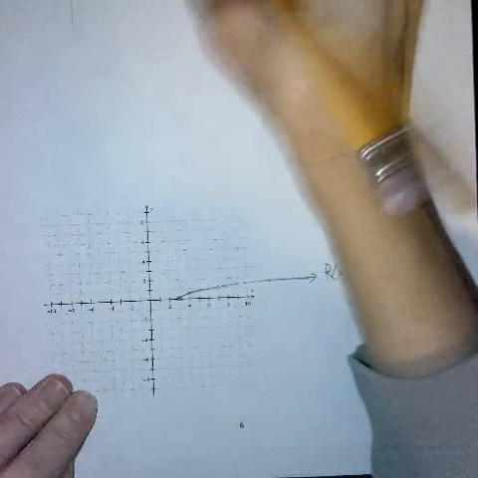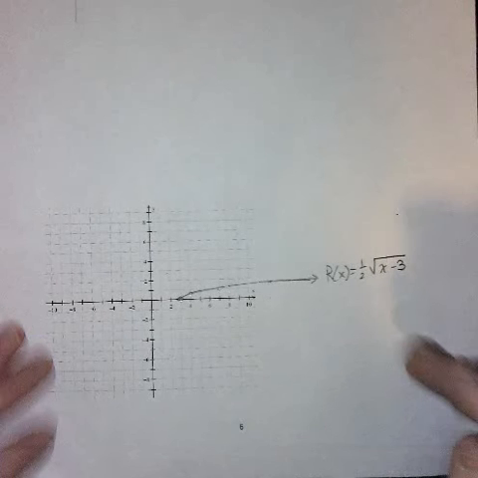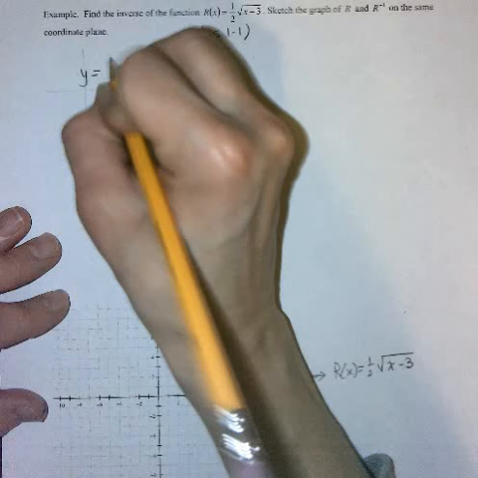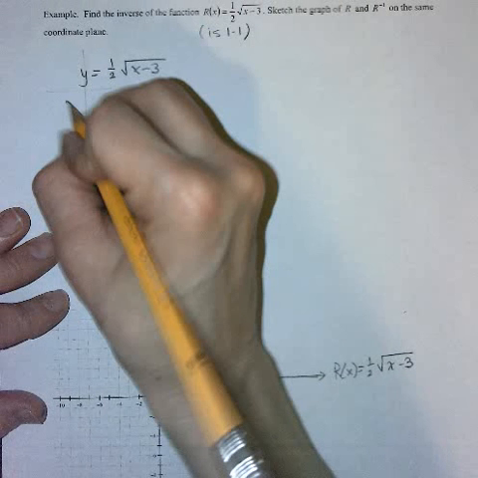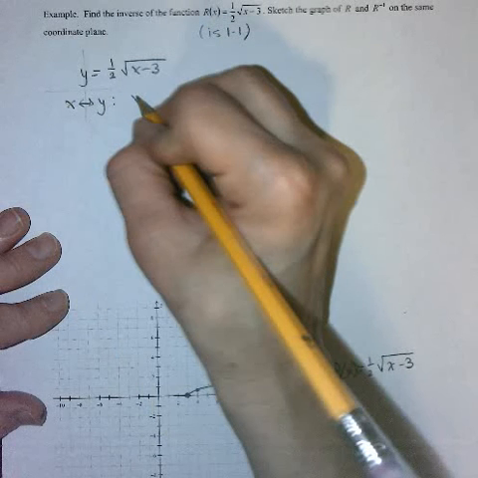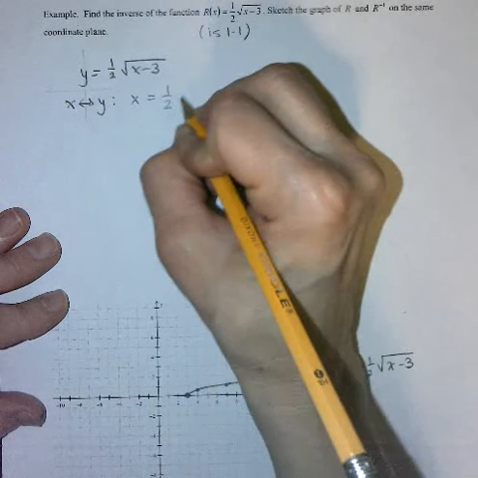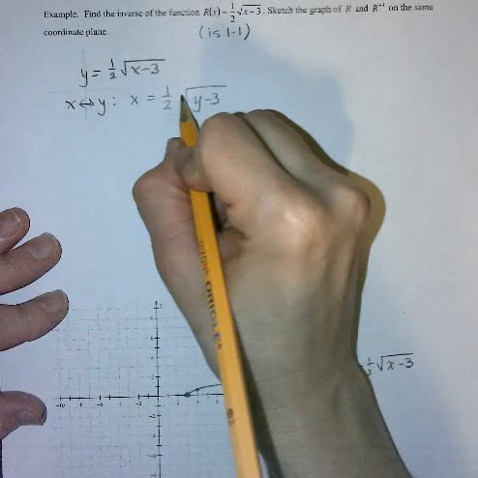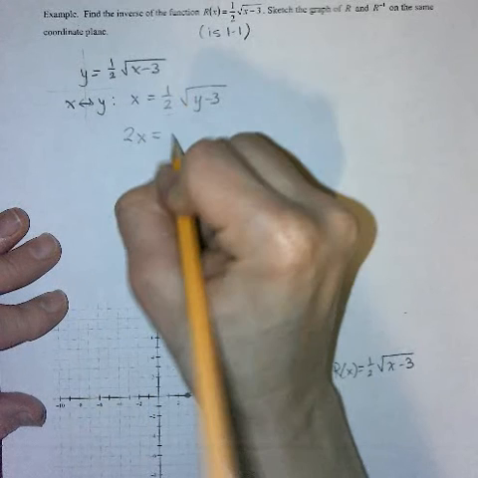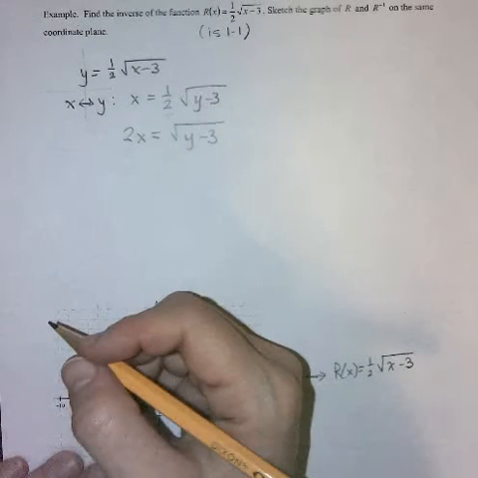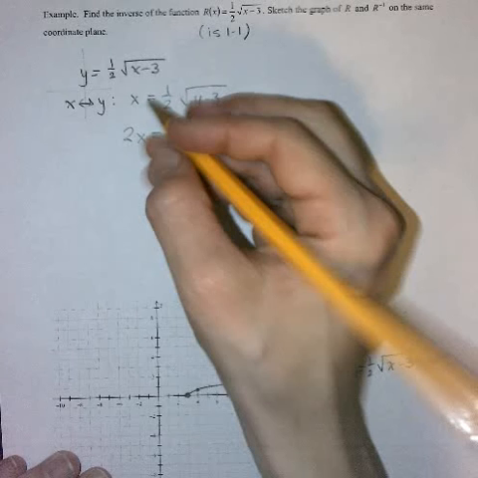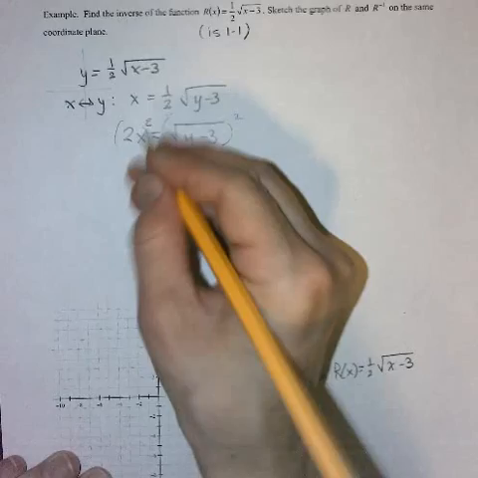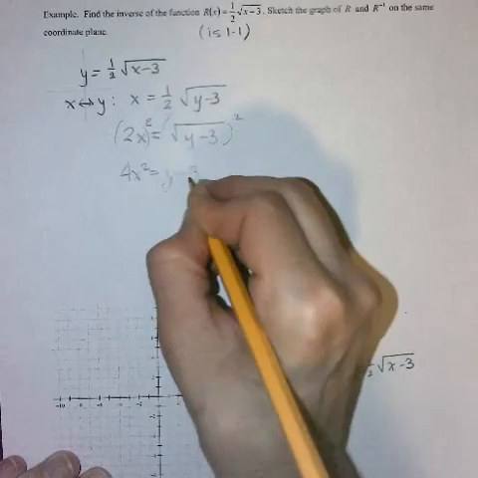All right, so let's go ahead and take y is 1/2 times the square root of x minus 3. Interchange x and y. We get x is 1/2 times the square root of y minus 3. So first let's get rid of this half. We multiply both sides times 2. We've got 2x equals the square root of y minus 3. And now we're going to square both sides. And we get 4x squared equals y minus 3. And then when you add 3 to both sides, 4x squared plus 3 equals y.